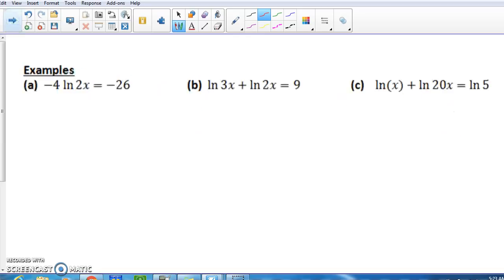Now, in terms of the solving, all the log properties you know work. So when you see anything with equations, the first thing you want to do is apply any properties that you possibly can. With this first one, I have -4 ln of 2x equals -26. I can't do anything with this in terms of deciding if this is a canceling or a rewrite situation until I can get that ln by itself. So the first thing I'm going to do is divide both sides by -4. So I have the ln of 2x equals.